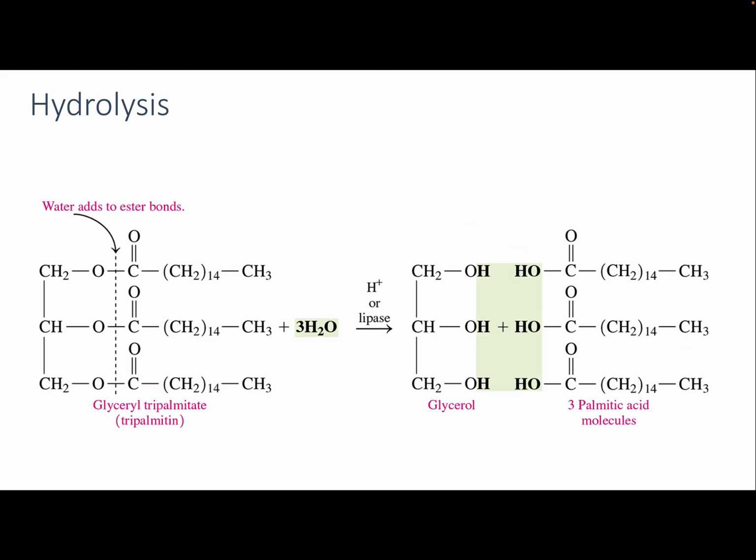So hydrolysis. Hydrolysis is the undoing of our ester. Now we already went over this in the last chapter. You remember in the presence of acid, we get back our fatty acid and our alcohol. But in the presence of base, we get back our carboxylate salt.